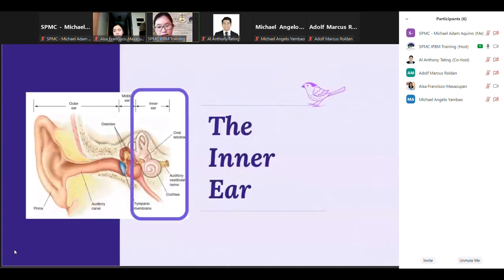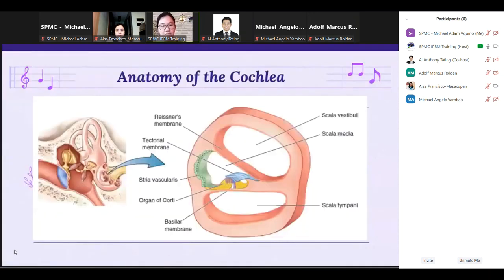Next, let's discuss the inner ear. The inner ear consists of the cochlea, which is part of the auditory system, and the labyrinth, which is part of the vestibular system. The cochlea is Latin for snail and has a spiral shape, so it resembles a snail shell.